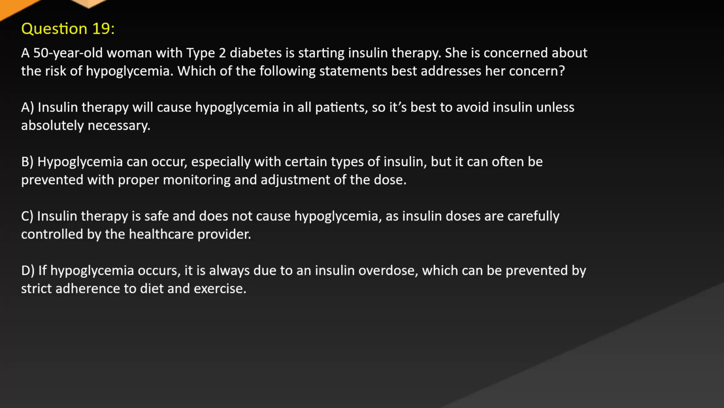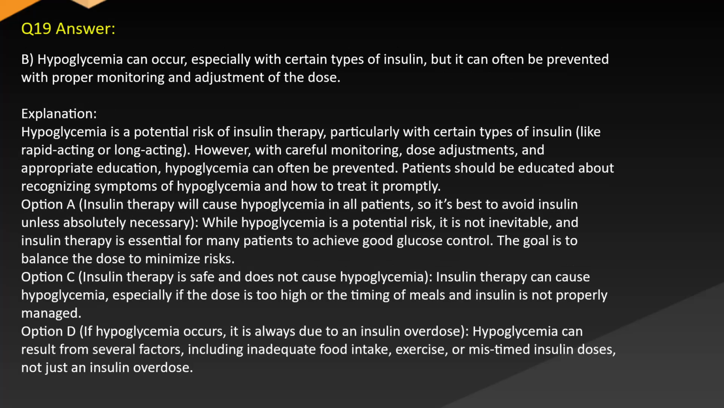C. Insulin therapy is safe and does not cause hypoglycemia, as insulin doses are carefully controlled by the healthcare provider. D. If hypoglycemia occurs, it is always due to an insulin overdose, which can be prevented by strict adherence to diet and exercise. Answer: B. Hypoglycemia can occur, especially with certain types of insulin, but it can often be prevented with proper monitoring and adjustment of the dose.